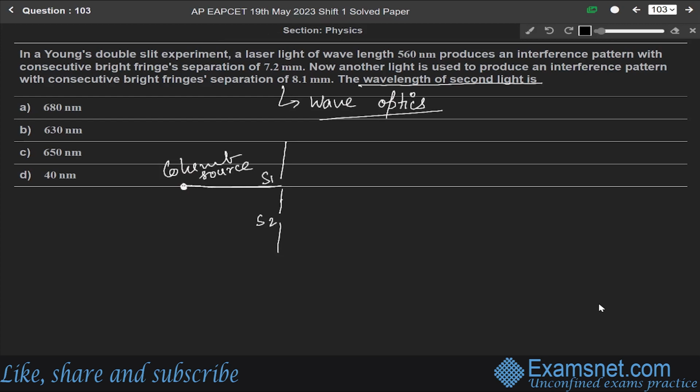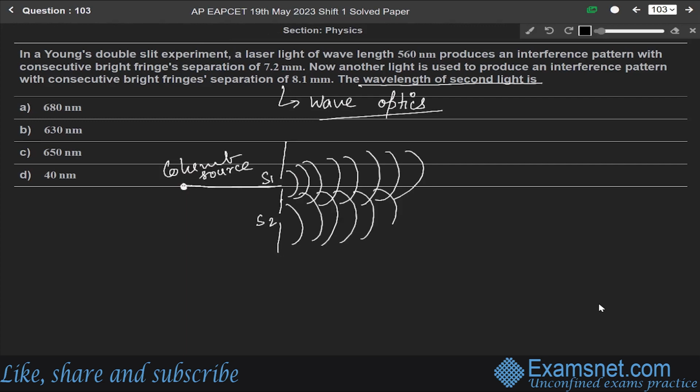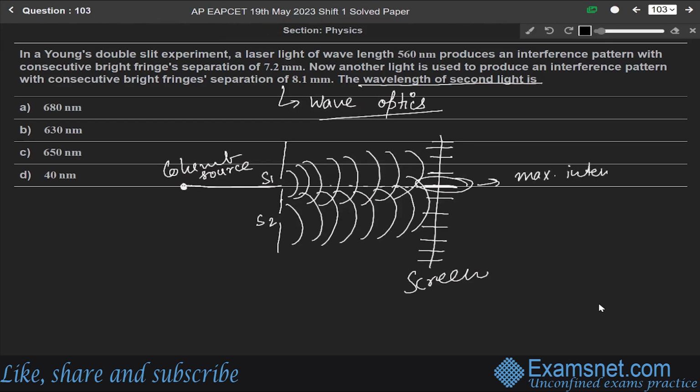When the light rays pass through these slits, they form different wavefronts. The light waves passing through S1 form a wavefront in this pattern, and the other slit S2 forms a wavefront in this pattern. When these wavefronts interfere on the screen, they form different kinds of bands which we call fringes. These fringes are alternate dark and bright fringes. The center one, the fringe along this direction, has the maximum intensity. So we say that this is the central maximum bright fringe.